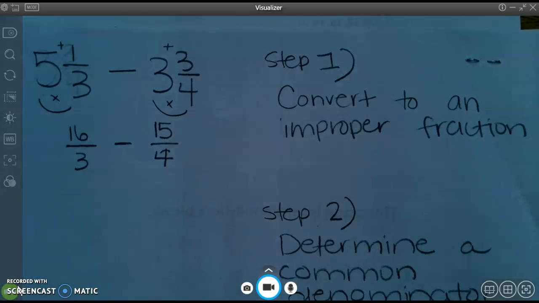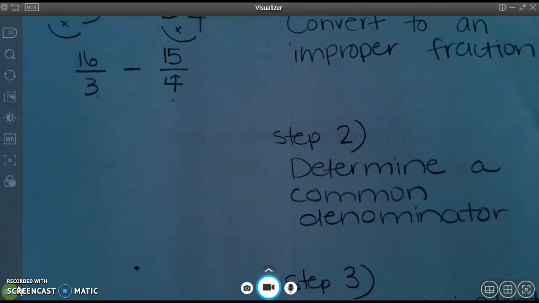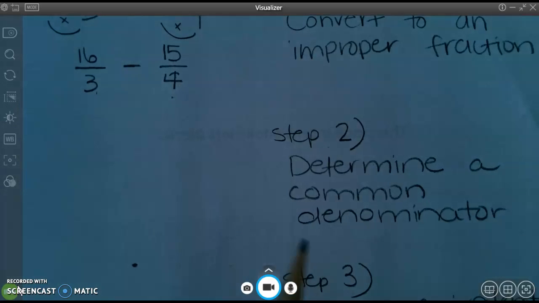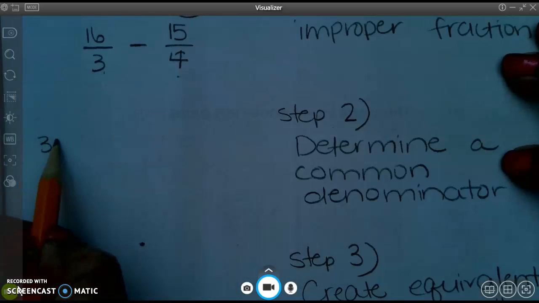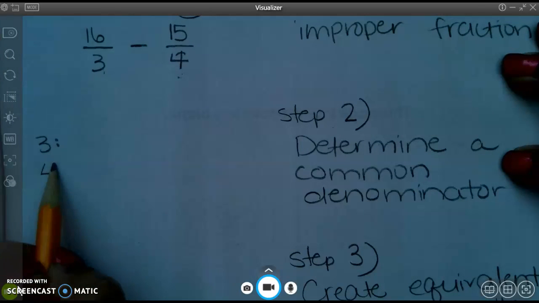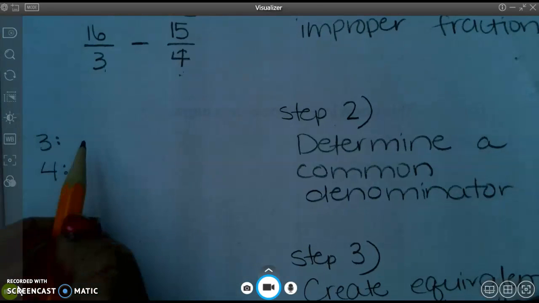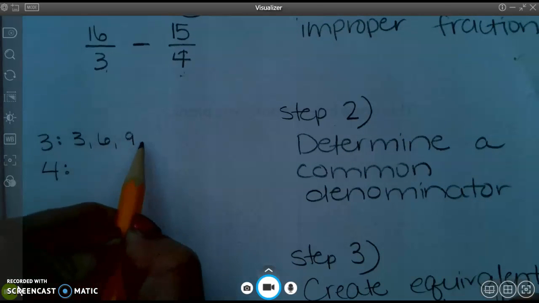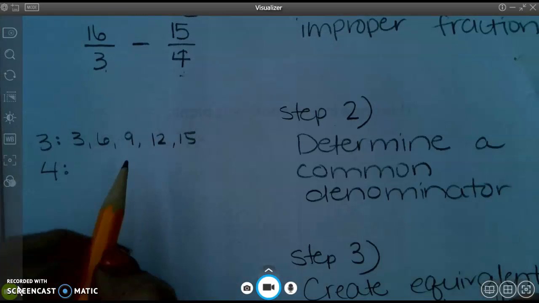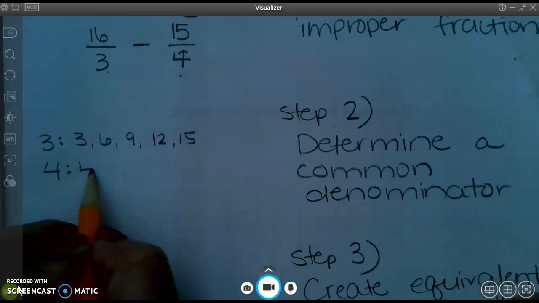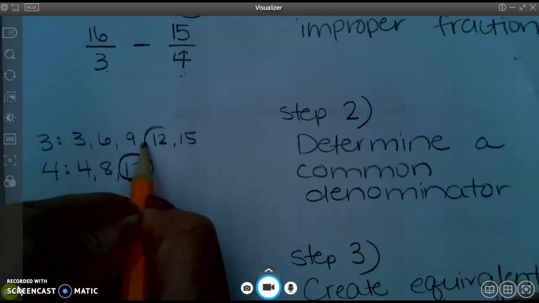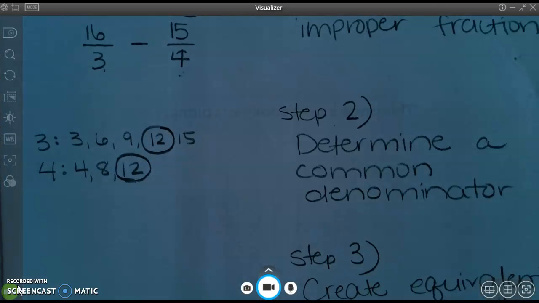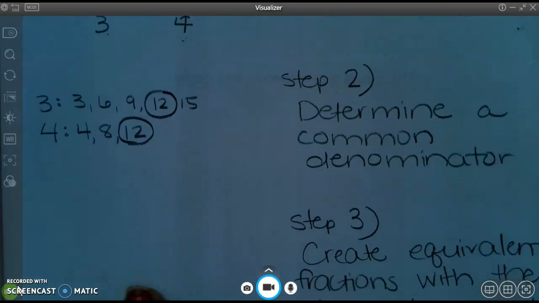So notice that the denominators are not the same, so we cannot subtract when the denominators are not the same. So we need to determine a common denominator. So I'm going to write out the multiples of 3 and of 4, and I'm looking for a multiple that is the same. So 3, 6, 9, 12, 15, I can stop there and always come back if I need to add. 4, 8, 12, and I can stop right there because they both share 12. So 12 is going to be my common denominator.